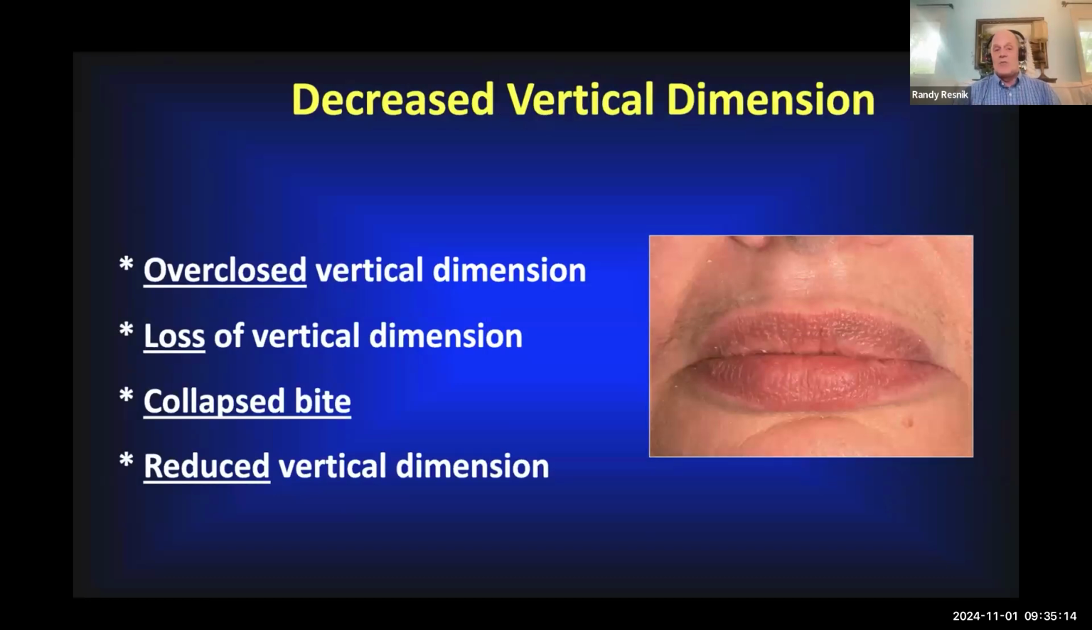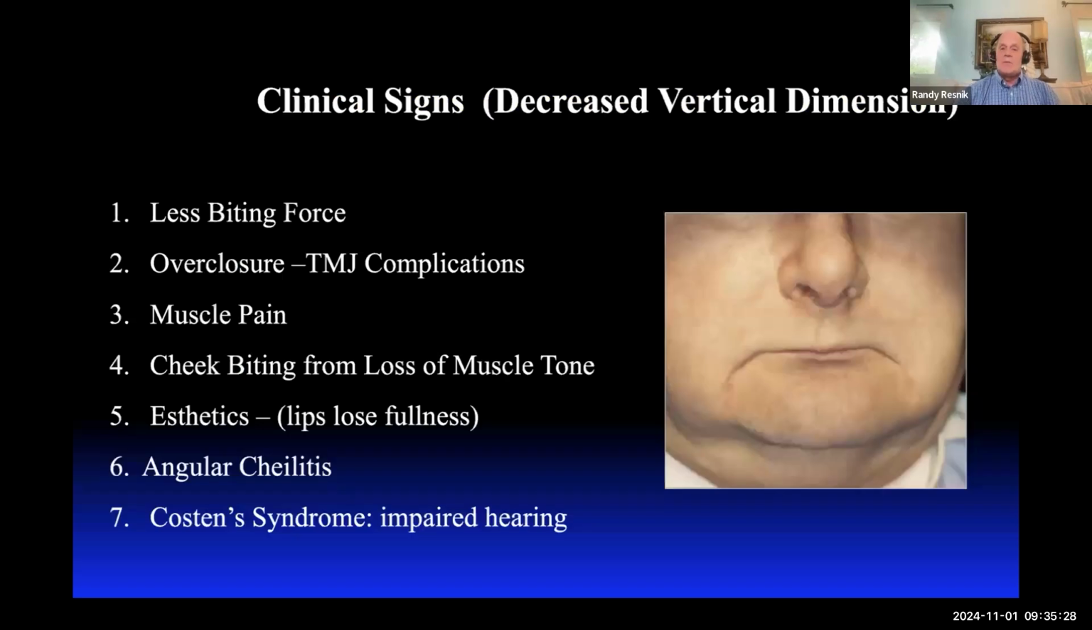If you look at some of the terms, we call it decreased vertical dimension. Some people will call it overclosed or loss of vertical dimension, collapse bite, vertical dimension. Basically, they all mean the same thing. The patient's vertical dimension is compromised and it's decreased. So what are some of the problems?